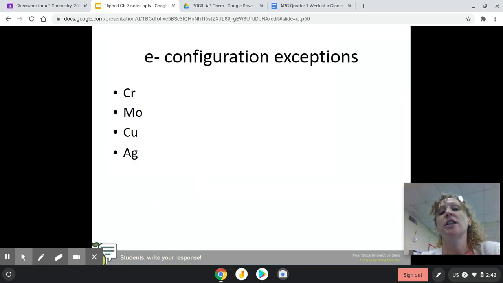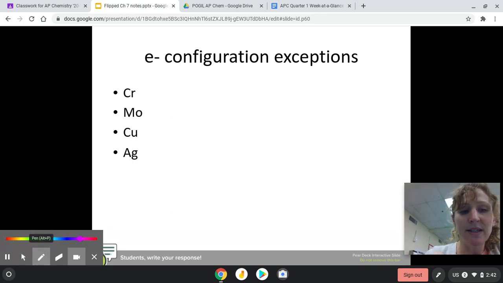Electron configuration exceptions. There are multiple exceptions. You really need to know 2. So to explain these exceptions, we need to look at where they are in the periodic table. And so if we look at a periodic table, krypton, molybdenum, copper, and silver. I'm actually going to go up so we can see these on the periodic table.